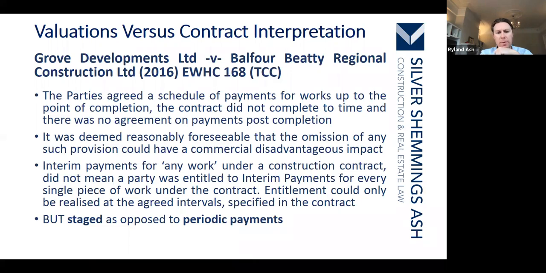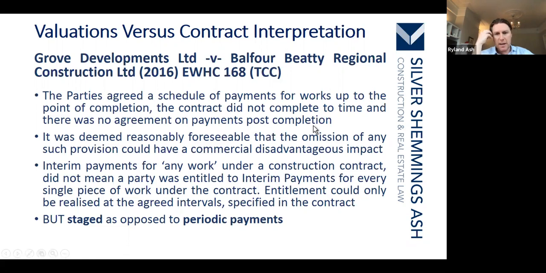But it's important to remember in this case that the provisions in the JCT contract that were used included staged payments as opposed to periodic payments. So it may be the case, actually, that if you've got periodic payment provisions in your contract, there would have been a different outcome. And I suggest that there probably would be. If you had periodic payments, then arguably they should continue once the schedule's finished. But that may be a difficult argument to run in the face of this case.